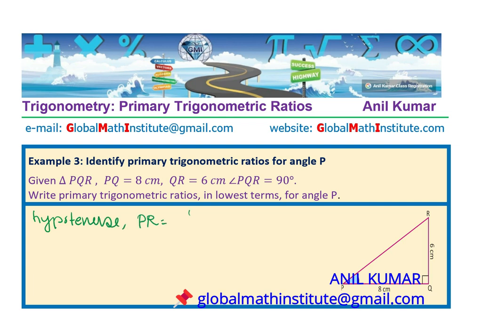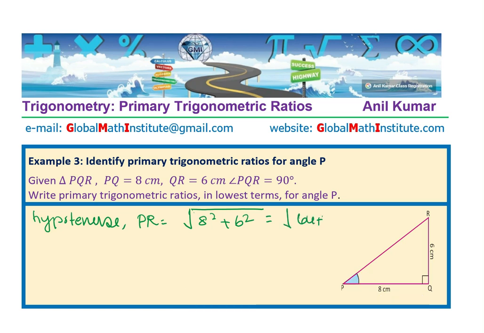PR should be equal to the square root of the other two sides, which are 8 squared plus 6 squared, which is the square root of 64 plus 36, which is 100, and the square root is 10. So we know this side is 10.